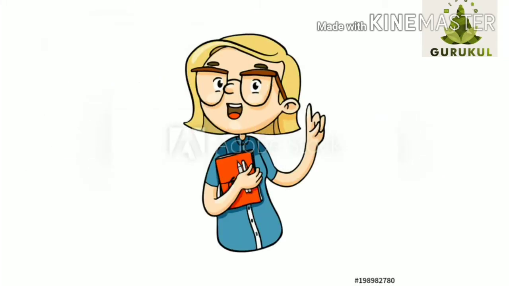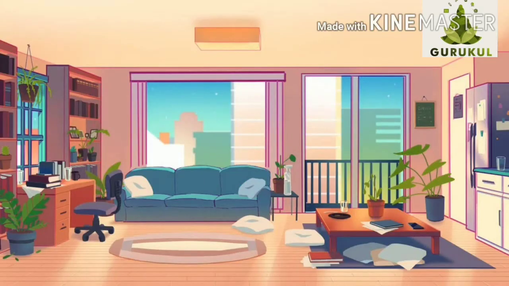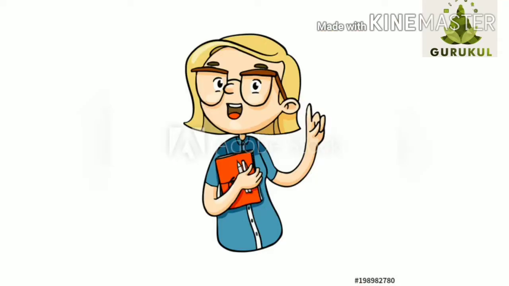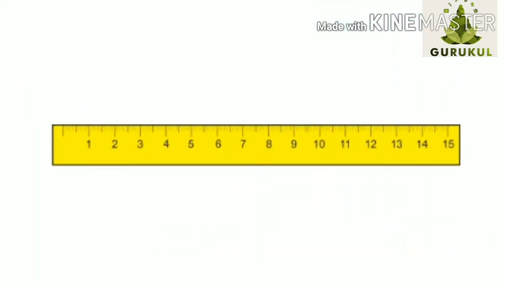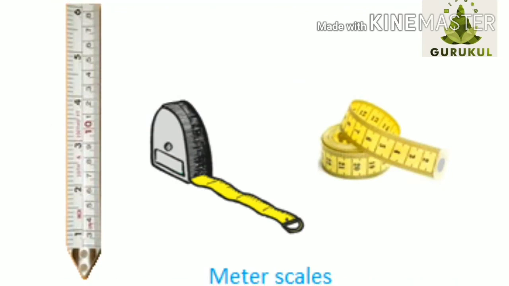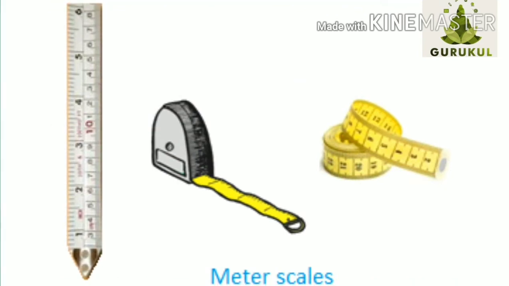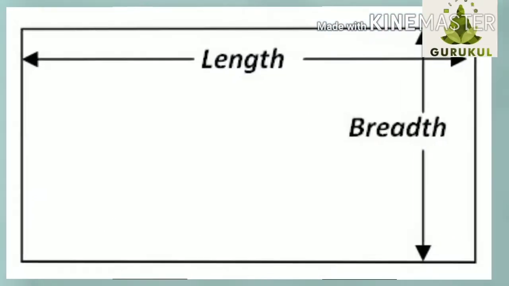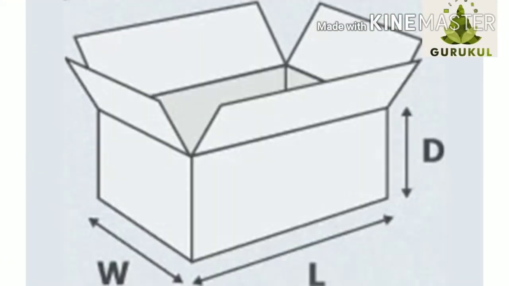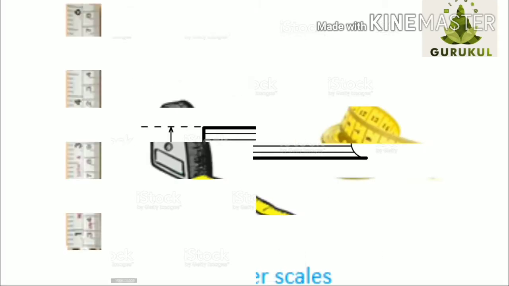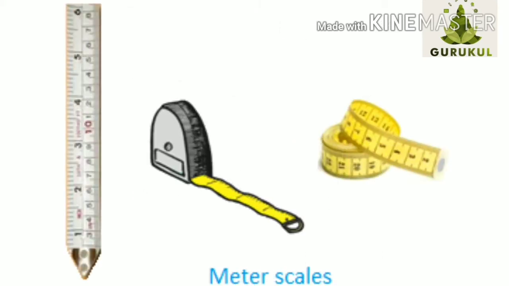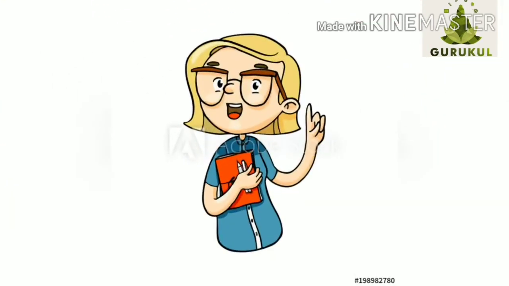And to measure great distance like length of your classroom or home, it is easier to use something of greater length. You can use a measuring scale or tape measure. These devices are used to measure length, breadth, height, depth and thickness. When a length of something is measured using such devices, we get the same figure no matter who measures it.